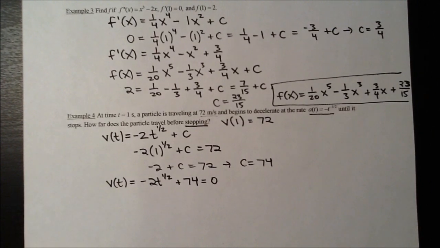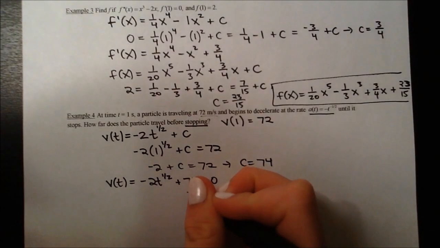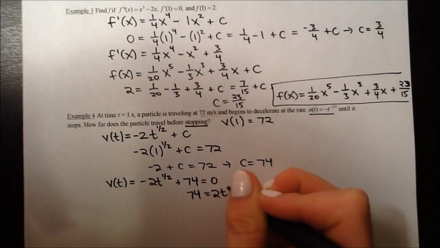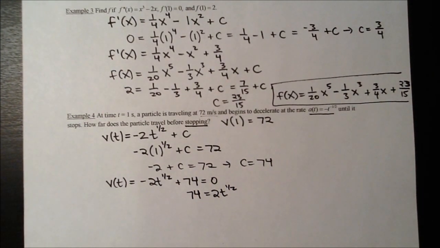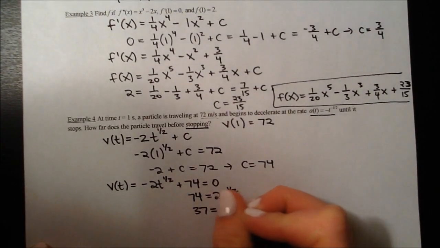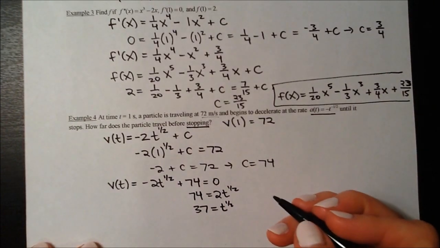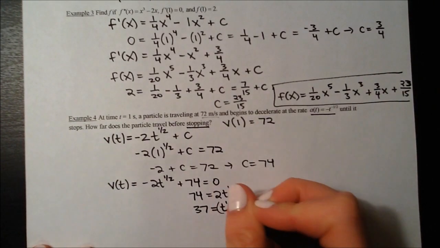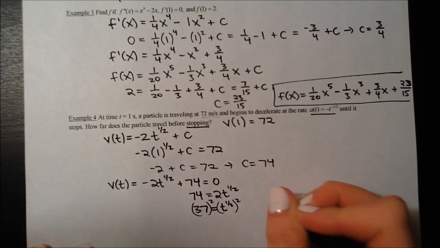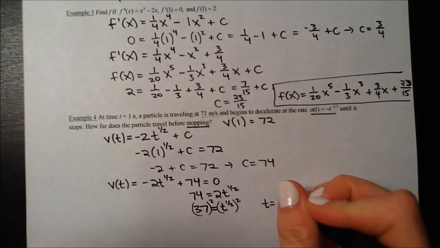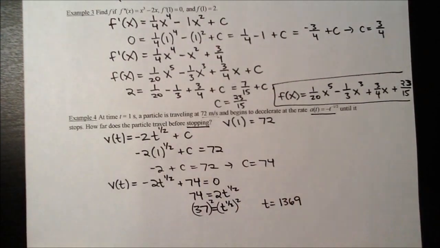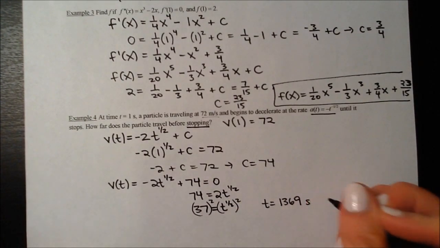This is a little bit different than some of the other particle motion story problems. So we're going to add this term to both sides. Divide both sides by 2. When I divide both sides by 2, I end up with 37. And then to get t to the 1/2, because remember that's really the square root, I square both sides. When I take 37 and square it, I end up with 1,369. And this would be seconds.